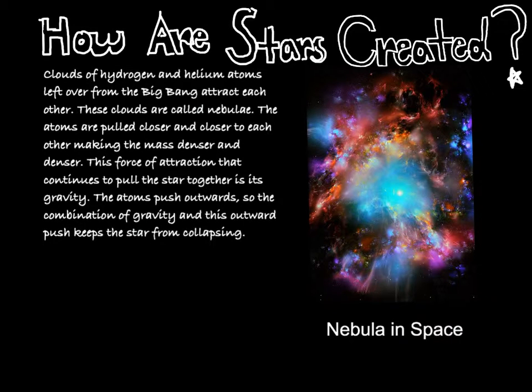How are stars created? Clouds of hydrogen and helium atoms left over from the Big Bang attract each other. These clouds are called nebulae. The atoms are pulled closer and closer to each other, making the mass denser and denser. This force of attraction that continues to pull the star together is its gravity. The atoms push outwards, so the combination of gravity and this outward push keeps the star from collapsing.